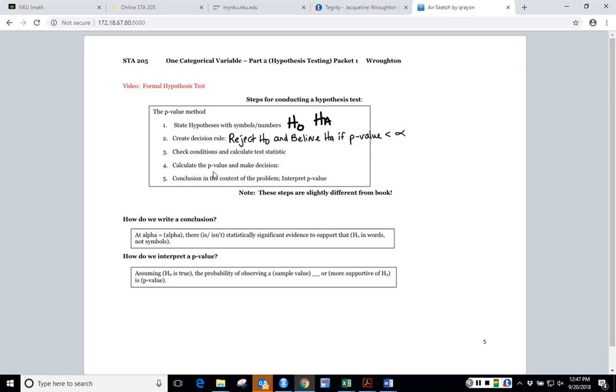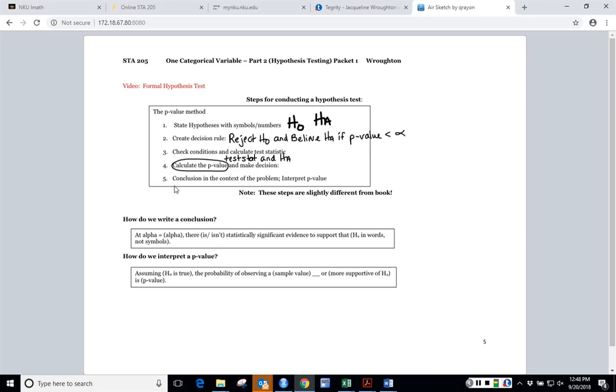So in order to calculate this p-value, I need 2 different things. I'm going to need my test statistic and my alternative hypothesis. So I need to know if it's a one-tailed versus a two-tailed test. That's going to help drive what my picture looks like. It's going to drive my probability. Once I have that p-value, I can go back up to my step 2 and make my decision if I'm going to reject or not.